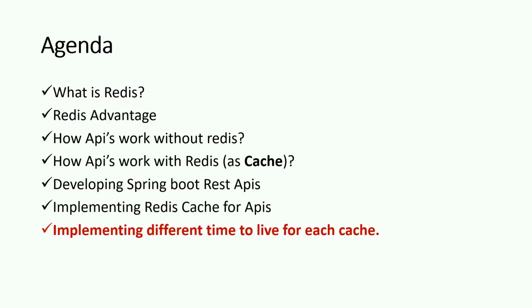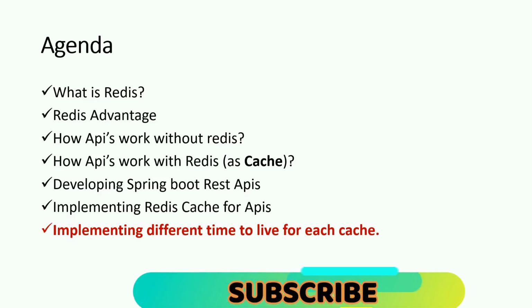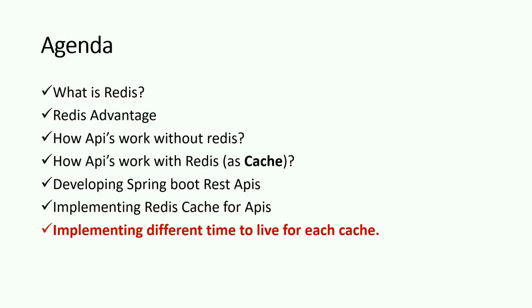Suppose in my application I have 3 caches, named cache 1, cache 2 and cache 3. By default, Spring provides one application property, the time to live. If I set that property to, suppose, 15 minutes, then in 15 minutes all 3 caches will expire. So we are going to override the default functionality and define a different time to live for each cache. Suppose cache 1 will expire in 10 minutes, cache 2 in 5 minutes and cache 3 in 15 minutes, like that.